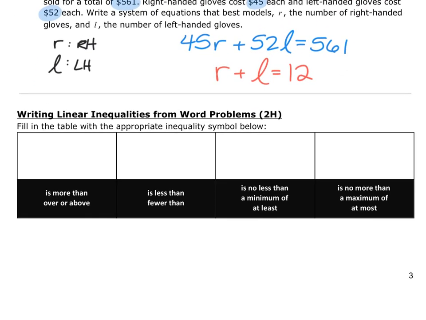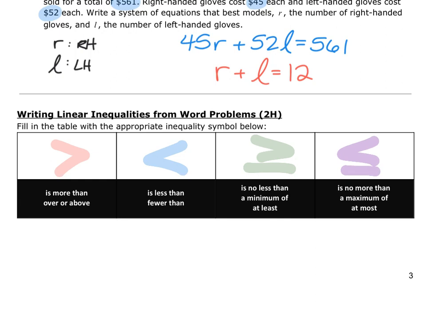Now, if we're writing linear inequalities from the word problems, all of those steps are the same. However, you're going to need to find one of these other translations for your inequality signs. Is more than is the greater than symbol. Is less than is the less than symbol. Is no less than is greater than or equal to, because it's not less than, which means it has to be greater or equal. And no more than is less than or equal to.